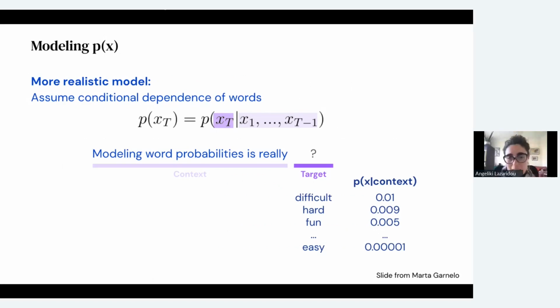Now, a more realistic language model is the one that actually assumes some conditional dependence of words. And this is a fancy way to say that it's a model that actually takes into account the context. So in this way, we estimate the probability of words by taking into consideration the words that have appeared just before that target word.